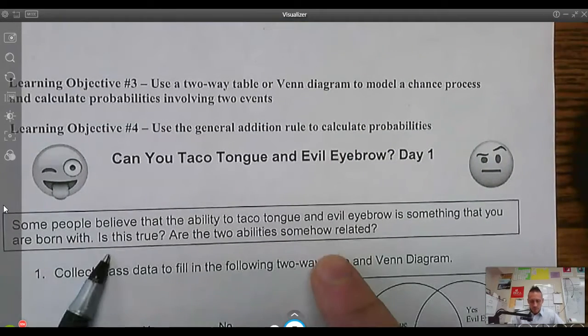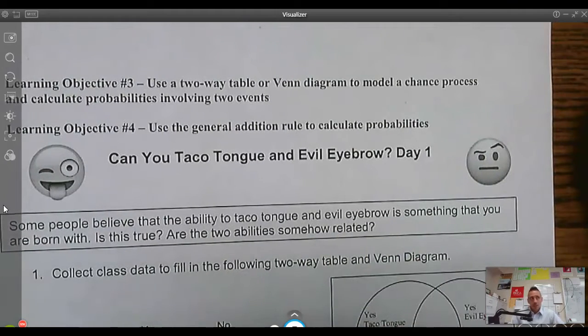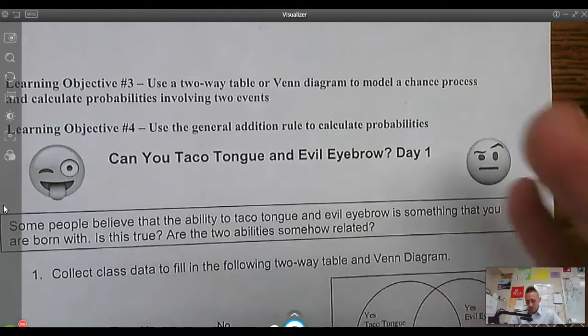Okay, so we're going to talk about these two events. Taco tongue, which is rolling your tongue like, can you do it? Can you not do it? I don't know. Everyone in my family can do it except my mom. An evil eyebrow is a little more subjective.